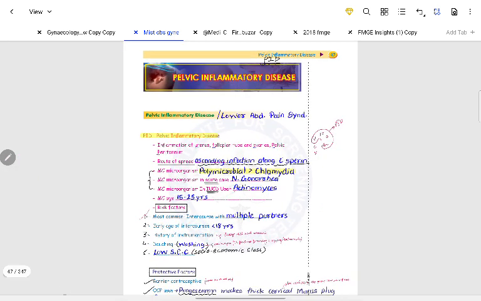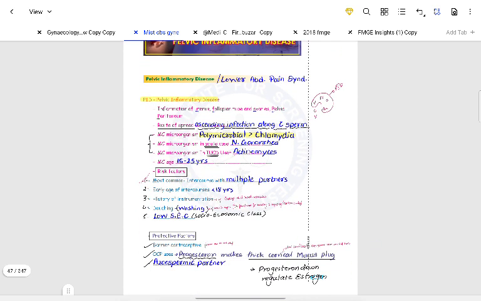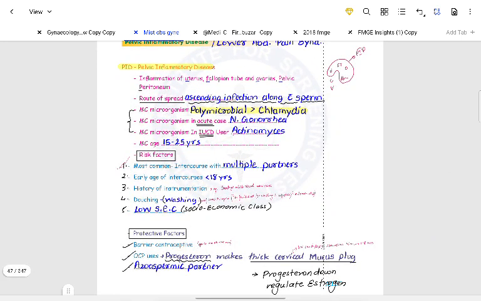Okay, so history of instrumentation in case of curettage, and douching or washing of the cervix and vagina. Low socioeconomic class is also a risk factor, because in that you do not care about hygiene, and there is an increased chance of infection. The protective factors are the barrier contraceptive, which is condom.